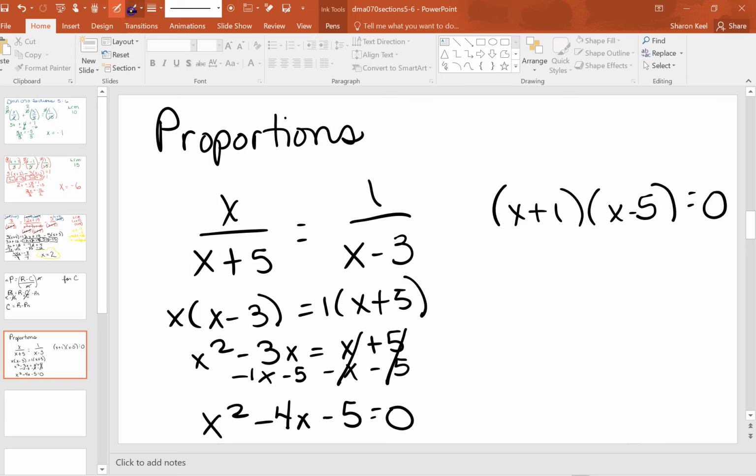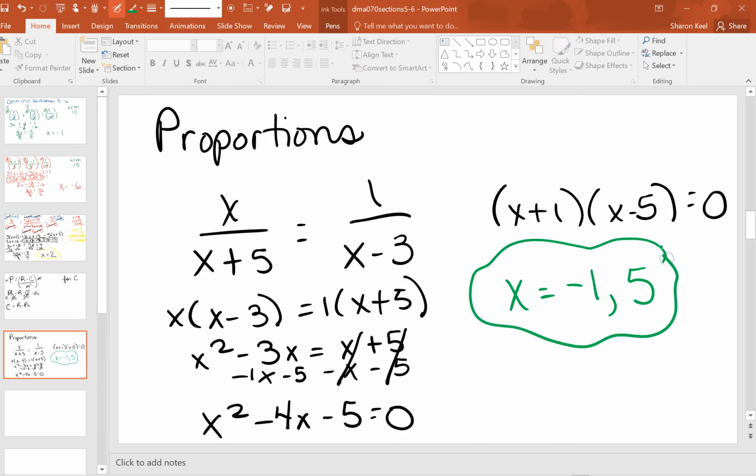So my solution to this particular problem is, what would make this parenthesis equal to 0? Negative 1. What would make this parenthesis equal to 0? Positive 5. What would make this undefined is a negative 5 and a positive 3. Neither of those make it undefined, so that would be our solution.